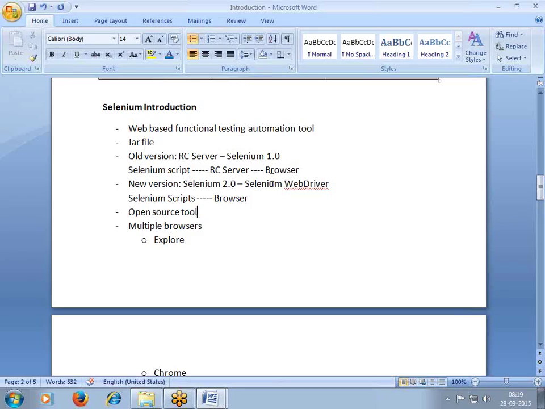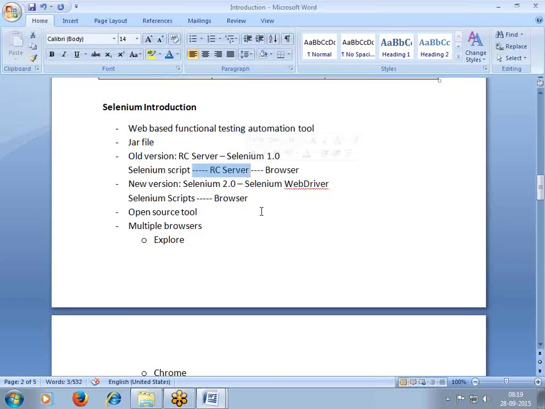Here we can directly run the scripts in the browser without having any server, any RC server. In Selenium 1, we have some RC server between the application and the Selenium script. That means the Selenium script cannot communicate directly with the application in Selenium 1. The Selenium script will communicate with the server, and this server will instruct the application. But in Selenium 2, the Selenium script directly communicates with the application. There is no server involved here in the middle.